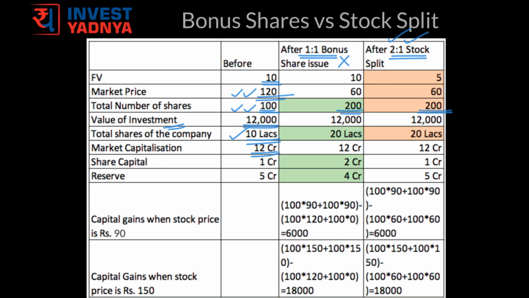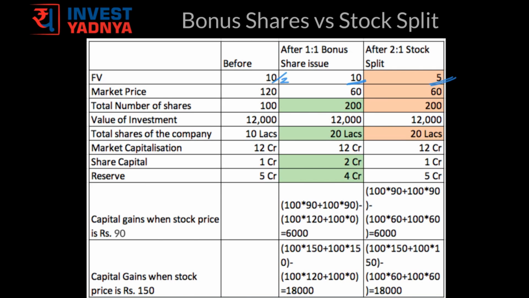Now here we'll be comparing 1:1 bonus share issue with 2:1 stock split because at the end of 1:1 bonus share issue or 2:1 stock split, your total number of shares would be the same. In case of a bonus share issue, the face value of the stock is not divided. You are issued new shares with the same face value. Whereas in case of a stock split, the face value also gets divided in the same proportion as the stock splits. So here, the face value would be divided by 2 in this case.